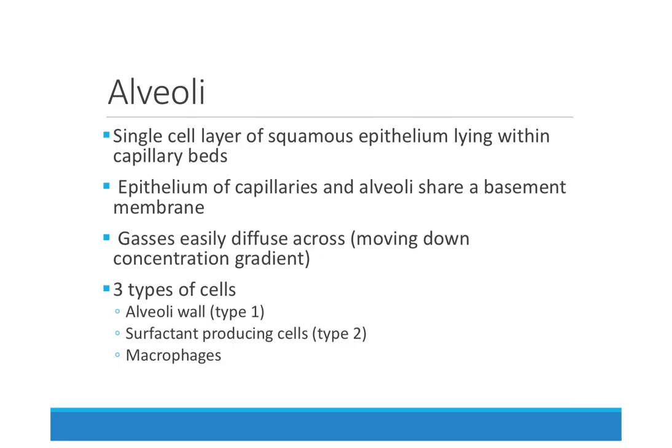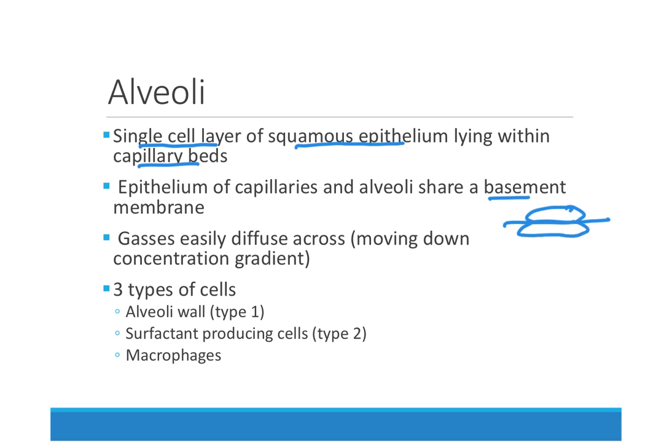So these alveoli are actually single squamous epithelium. So they are a single layer of flat cells that are lying in capillary beds. So they are surrounded by blood vessels. The single layer of cells that make up the alveoli match a single layer of cells that make up the capillary wall, and there's just a membrane in between. So you've got your cells of the alveoli, a membrane, and then the cells of the capillaries.